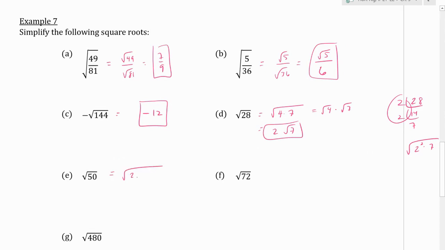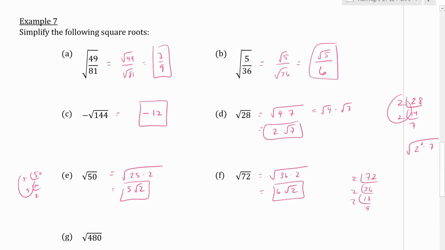The fastest way is to realize that's 25 times 2. The square root of 25 is 5. Still have the square root of 2. If you break it down to its primes, a pair of 5s, you bring it out. 72, again, the quickest way is to realize that's 36 times 2. So 6 root 2. Oops, I didn't circle that. But if you don't spot that right away, it might be faster to do this. Pair of 2s, pair of 3s. 2 times 3 on the square root of 2. There's what, 6.